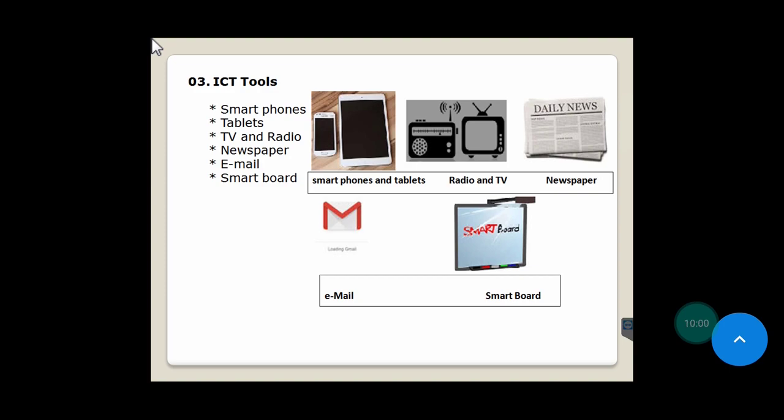Next one is email. Email is the most common way of communication nowadays. Email is the short word of electronic mail. We create text and send them over a network of computers. The sender first types the message on a computer screen and then sends it to the receiver. The message is dropped in the receiver's mailbox, and the receiver can read the message.